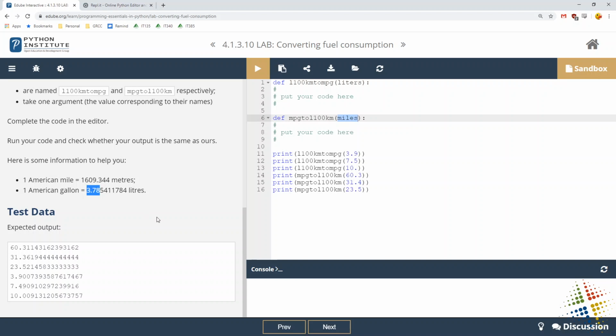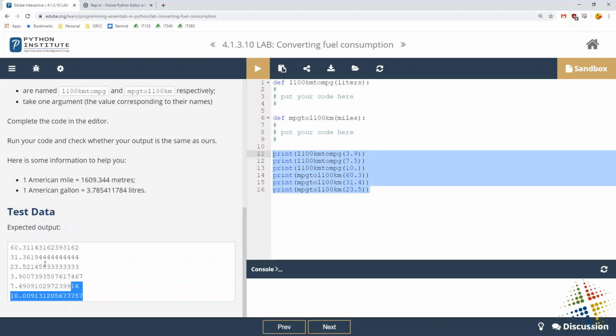So we can see we've got a skeleton over here. We've got a couple of functions that we need to define or to fill out, and then we've got some sample data along with the expected output.